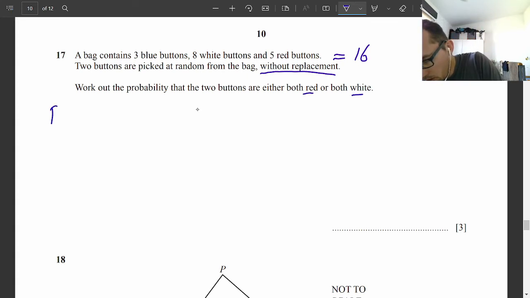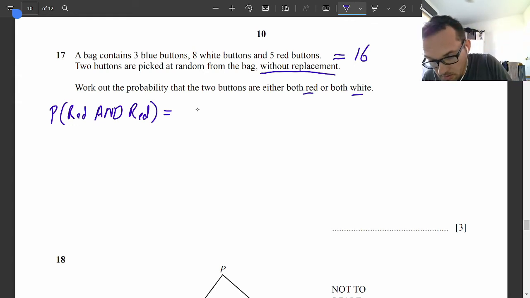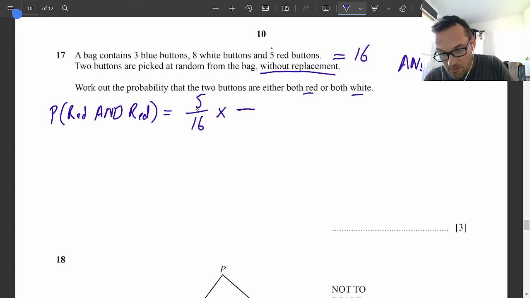So let's start with the probability of getting a red and a red. So I pick a red one, then I pick another red. So what is the probability of picking a red one the first time? There are 16 buttons, and there is 5 red ones. Okay, and then remember here we're doing the AND rule now. AND rule always being multiply. This AND that has to happen, multiply. We have to pick another red one. Now remember there's only 15 buttons left because we've taken a red one out, and there's only 4 red ones left because we've taken a red one out.